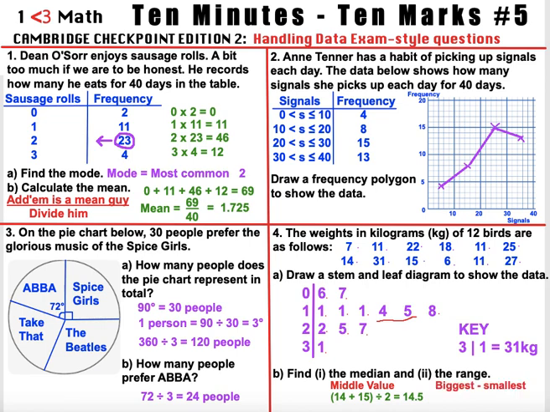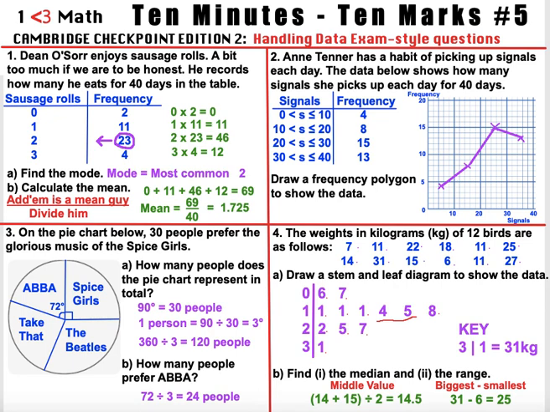The range is the biggest take away the smallest. The biggest value is 31. The smallest value is 6. So 31 take away 6 is 25, and that is the range. So they are the correct answers for these questions. I hope the explanations have resolved any problems that you may have had.